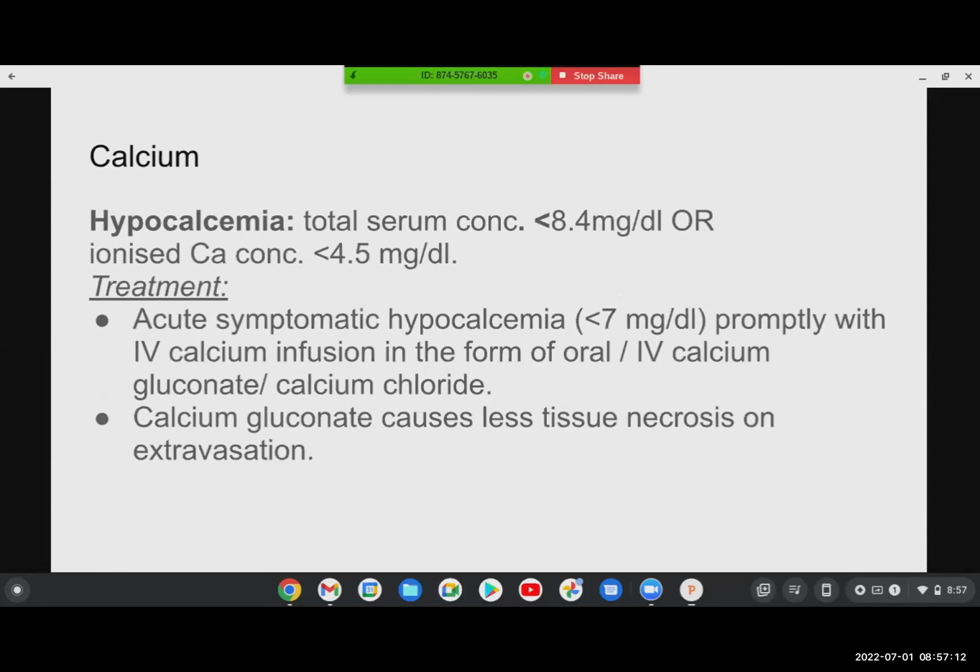Calcium imbalance. Hypocalcemia is defined as total serum concentration of calcium less than 8.4 milligram per deciliter, or measurement of ionized calcium concentration less than 4.5 milligram per deciliter. Treatment of acute symptomatic hypocalcemia is done by prompt calcium infusion in the form of oral or IV calcium gluconate or calcium chloride. But calcium gluconate is preferred since it causes less tissue necrosis on extravasation.